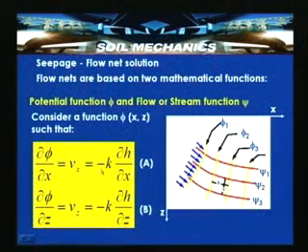So, for that consider a function phi(x, z) such that ∂phi/∂x is equal to Vx is equal to minus k ∂h/∂x. Let us indicate this particular equation as A, and ∂phi/∂z is equal to Vz is equal to minus k ∂h/∂z, which let us indicate as B.